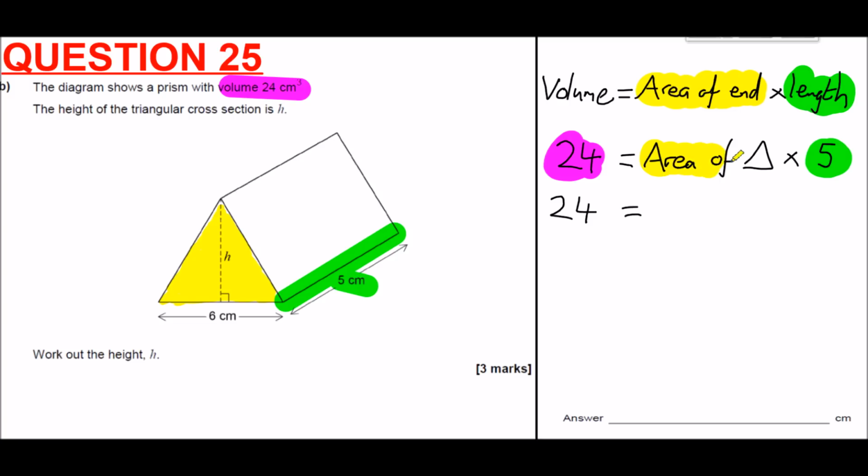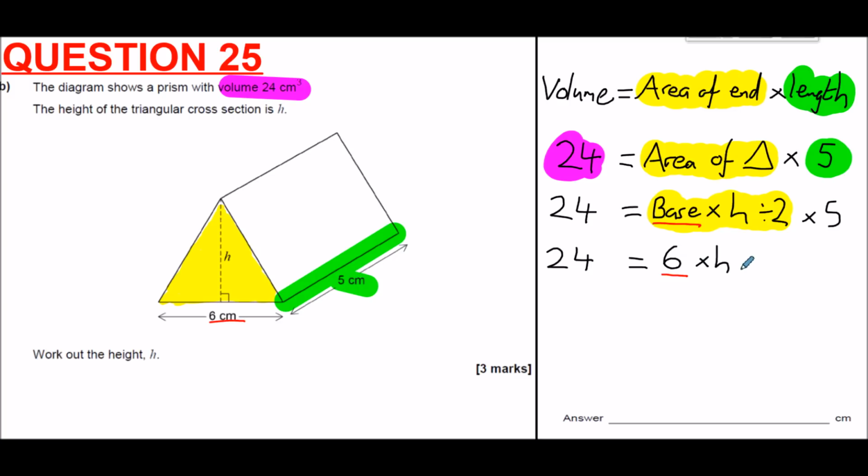So now what we need to do is remember, how do you find the area of a triangle? Well, the area of a triangle is the base multiplied by the height, which is just h, base times height divided by 2. That's the formula for the area of a triangle. And of course, that's multiplied by 5. Now luckily we are told what the base is. The base of the triangle just means how long the bottom of it is, which is 6. So 24 equals 6 multiplied by h divided by 2 and then multiplied by 5.